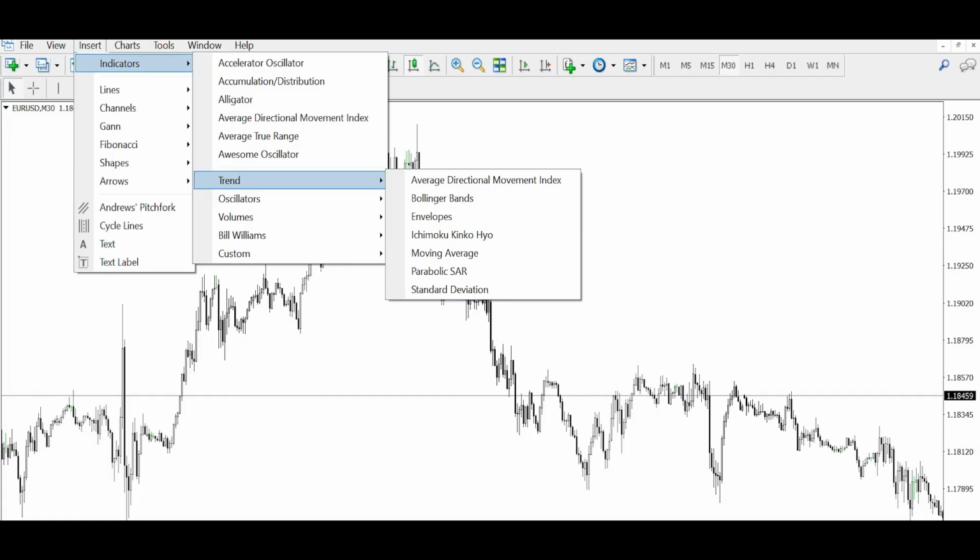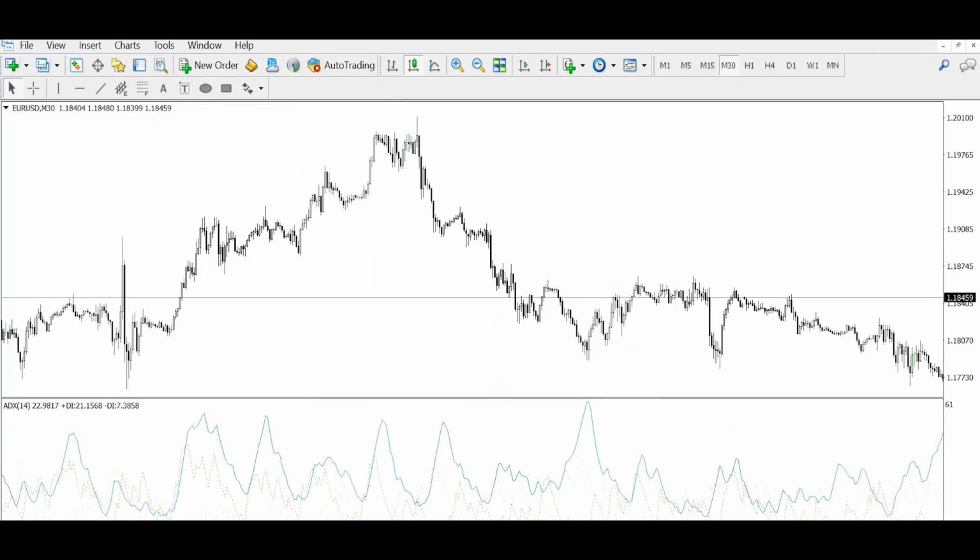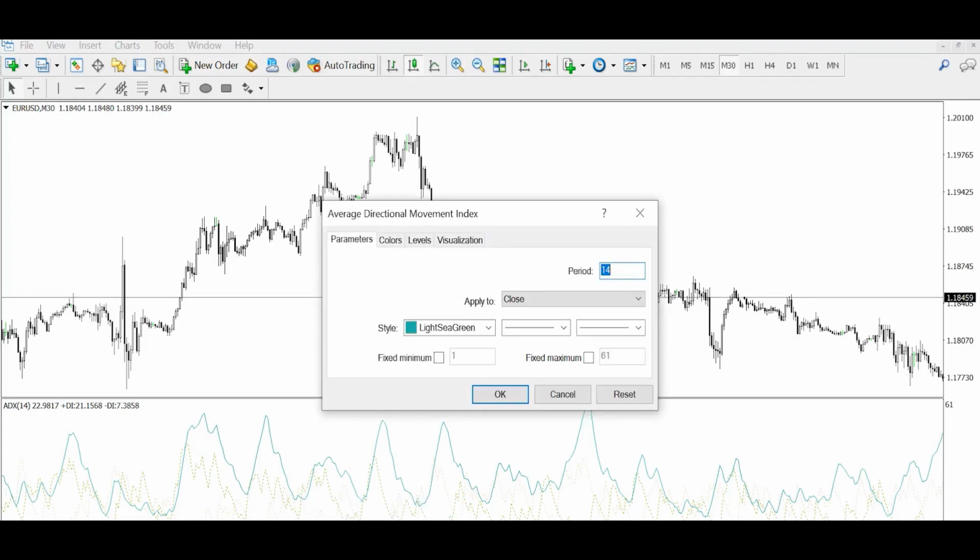The first type is insert, indicator, trend, and we'll get to know the ADX. What is ADX? ADX consists of 3 lines. First of all, let's go into its properties. The default period for ADX is 14. We'll make its color a bit darker green now.